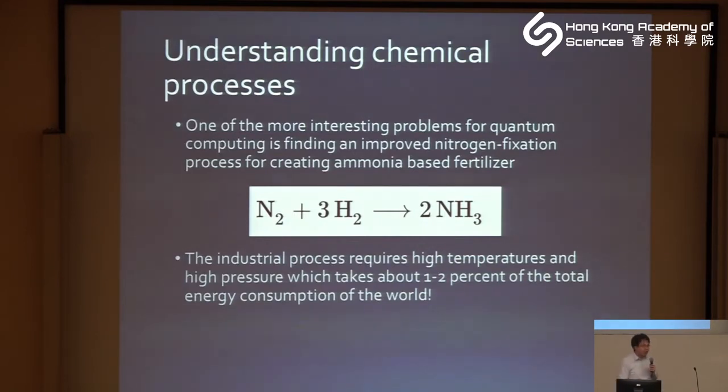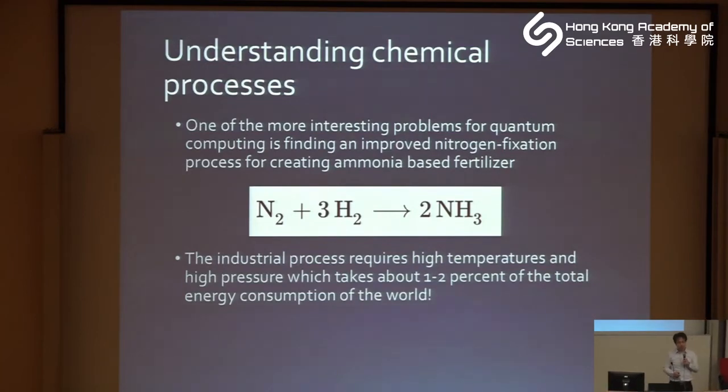So people can do that. Nowadays, you have industrial processes to do that. But that requires high temperature, high pressure. It takes a lot of energy. Actually, nowadays, because of the farming industry, we actually need a lot of fertilizer. And 1 or 2% of the world's total energy consumption actually goes to making fertilizers like that. But apparently, we are not making it very efficiently. Because bacteria, they don't need high temperature and high pressure to do the same thing. They can do it in a much more energy efficient way.